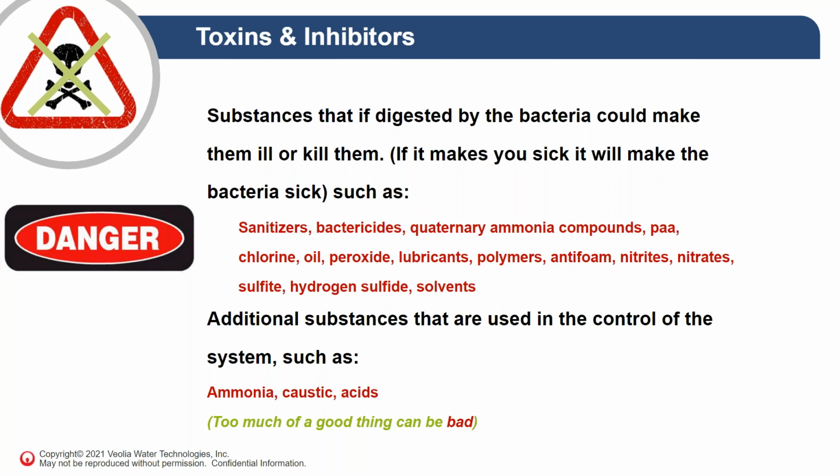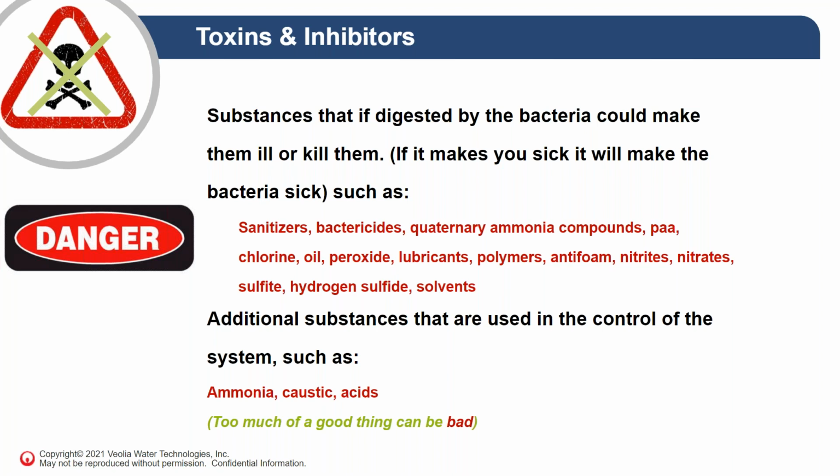Okay, toxins and inhibitors. Substances that, if digested by the bacteria, make them ill or kill them. My rule of thumb is, if it makes you sick, it's going to make the bacteria sick. And the obvious things that are going to make bacteria sick are sanitizers, bactericides, quaternary ammonia compounds, PAA, which is peracetic acid, chlorine, oil, peroxide, lubricants, the list goes on. And mainly, they're oxidizing agents. So you don't want to have any of those in.